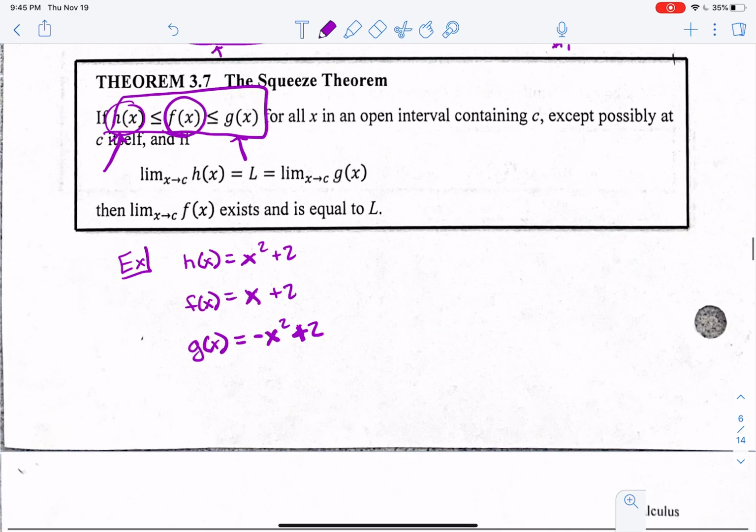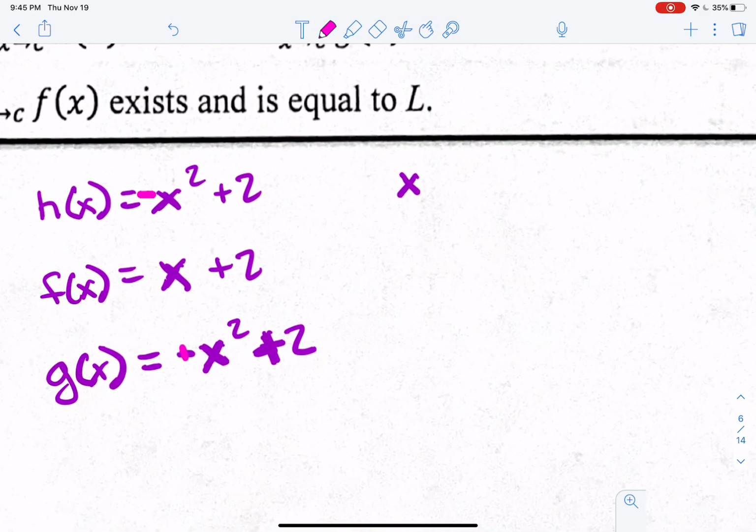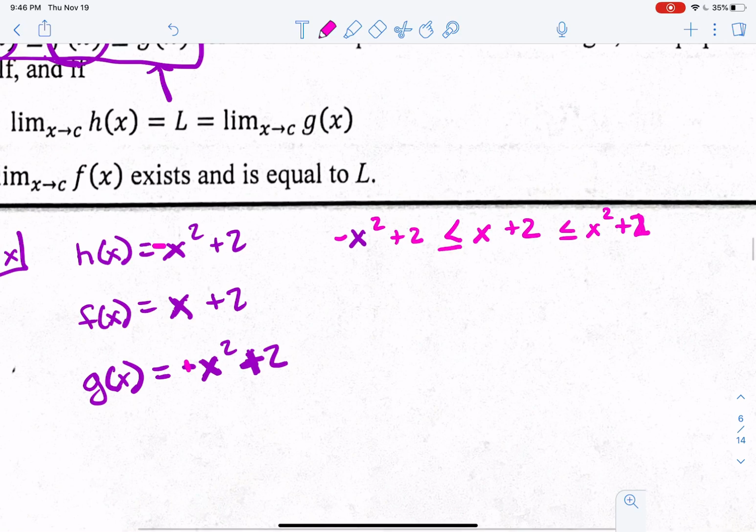So I gave you an example down below here where I have h of x, f of x, g of x. And what we can see is that x squared, oh shoot, I should have rewritten these in another order. Let's switch these around. This guy is going to be my negative and this guy's going to be my positive. So just change those signs. So we have negative x squared plus 2 is less than just x plus 2, which is less than, or equal to, I guess, positive x squared plus 2. Okay, the thing that's staying the same is the 2 part, right? 2, 2, 2. But I would say that negative x squared is going to be smaller than just x, and just x is smaller than x squared.